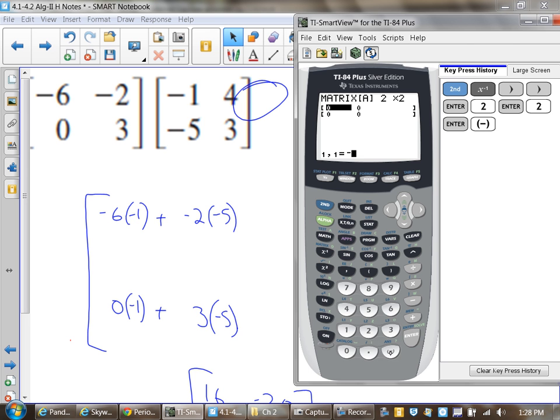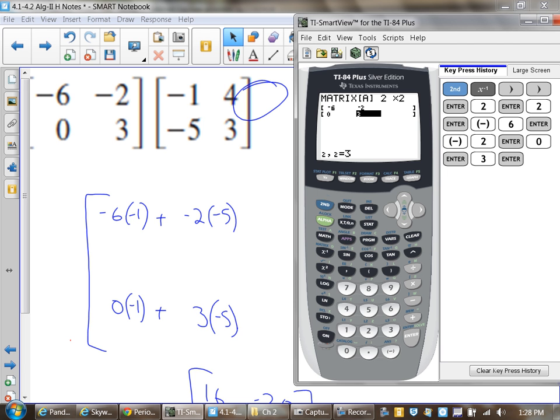So, I'm sorry, negative 6, hit enter, negative 2. The calculator automatically scrolls to the right. 0, 3. Once I fill up that matrix, here's where using your calculator becomes a bit of a pain, because you've got to press a lot of keystrokes to clear this stuff up.